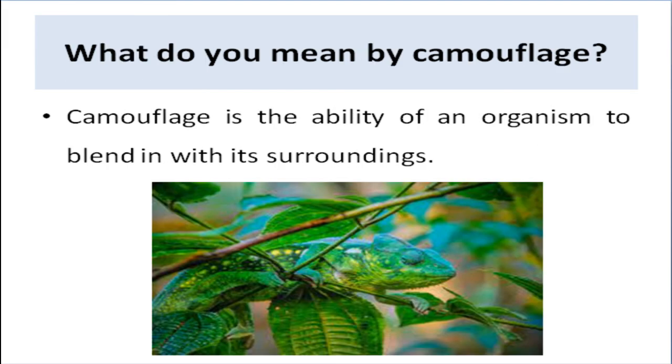Our next question is, what do you mean by camouflage? Camouflage is the ability of an organism to blend with its surrounding. As you can see here, both the leaves and the organism are of green color. So the organism has some ability to mix with its surrounding. So that is called camouflage.